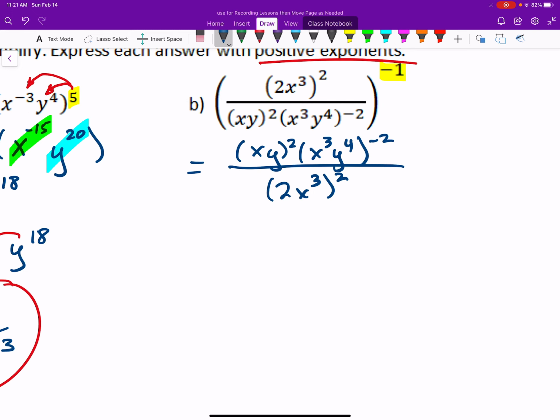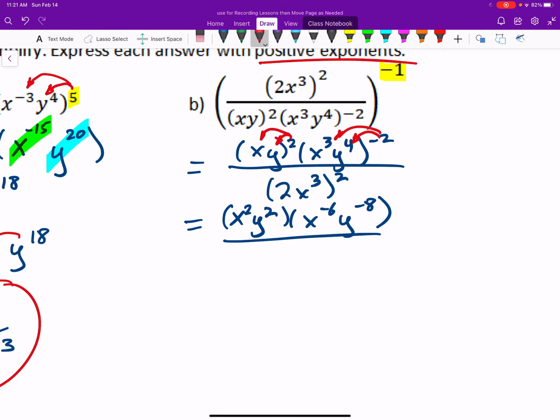Now, if I simplify, again, it's like distributive law. I'm going to apply this 2 to each part here. So I've got x to the 2, y to the 2. I'm going to apply this negative 2 to each part here. So I've got x to the negative 6, y to the negative 8. On the bottom, I'm going to apply this negative 2 to the 2 and to the x, and so I've got 2 to the 2, which is going to be 4, x to the 6.